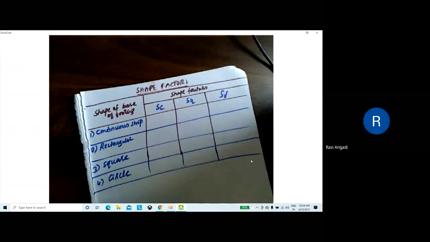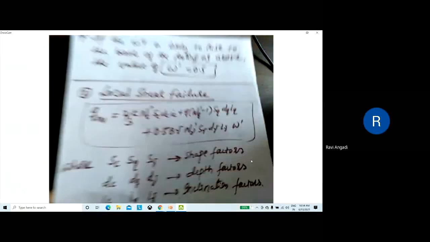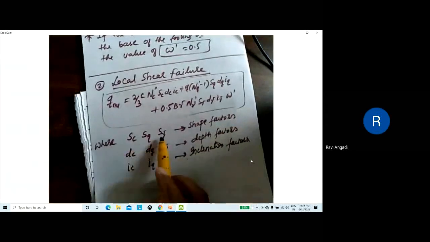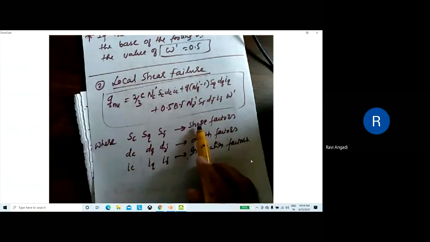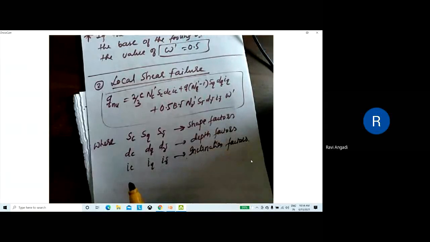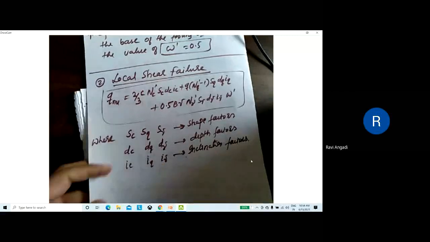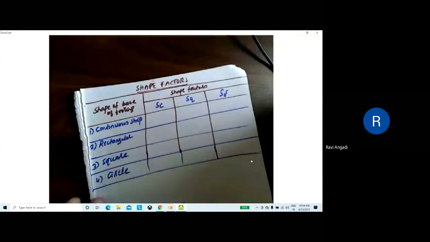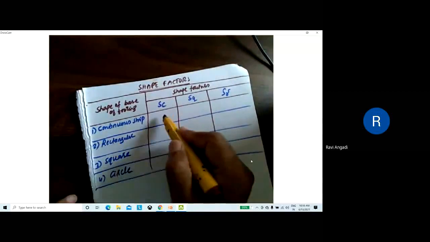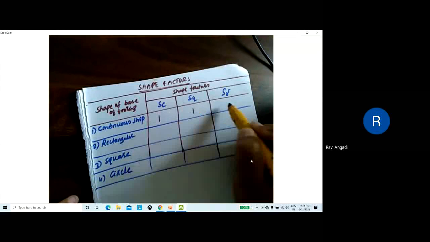How to get these values? Sc, Sq, S gamma are the shape factors. Shape means the shape of the footing. Again, Dc, Dq, D gamma are the depth factors, and Ic, Iq, I gamma are the inclination factors. Okay, so for a continuous strip footing, it is to be taken as 1, 1, 1.